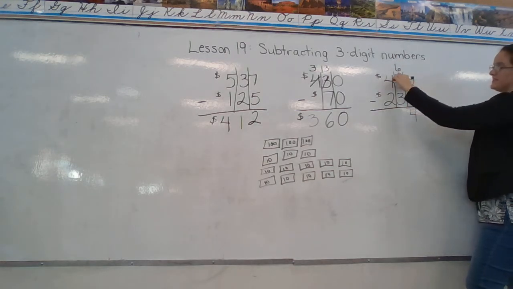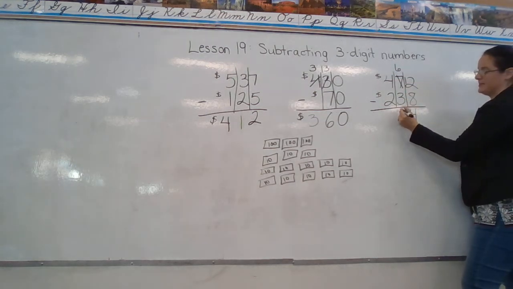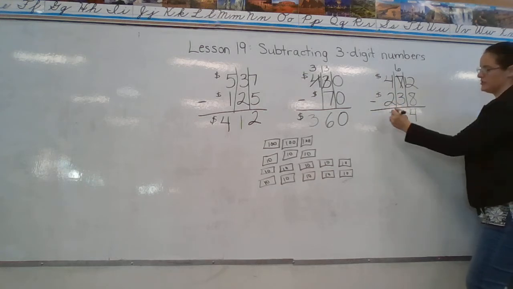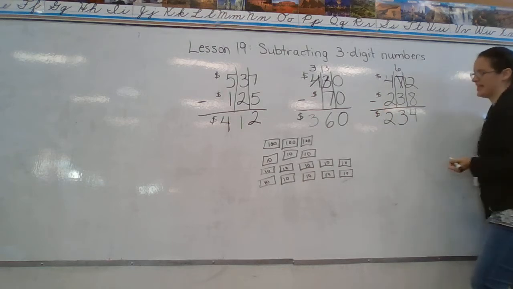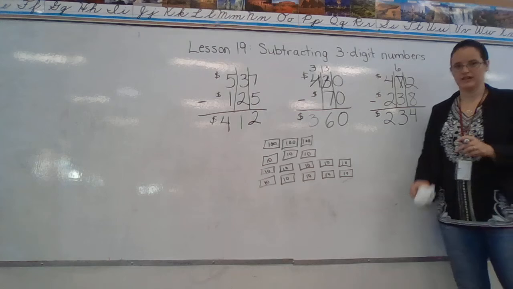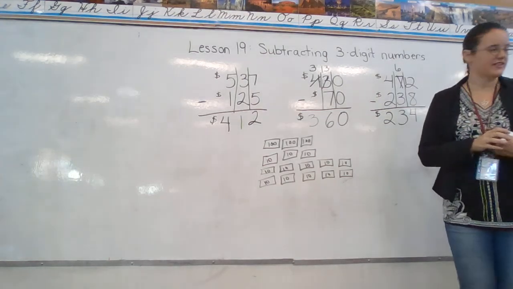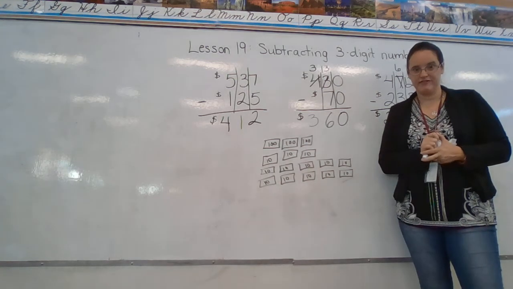And then here we have 6 tens. We're taking away 3 tens. How many are left? 3. Here we have 400s. We're taking away 200s. How many are left? 2. So Brandon had $234.